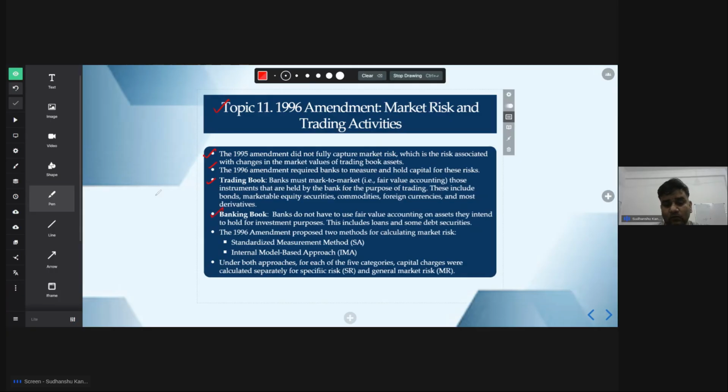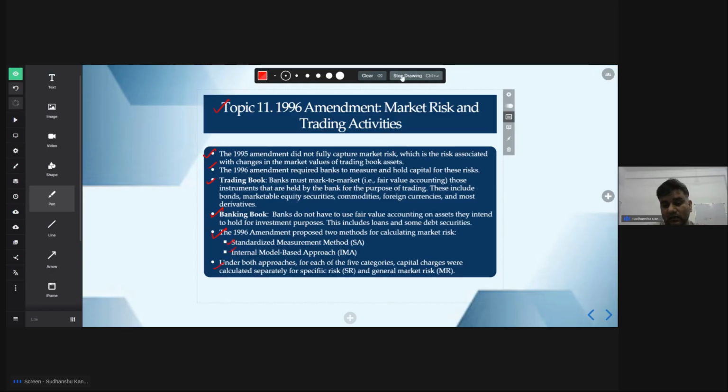Then look at the banking book. These are held to maturity investment, historical cost accounting, including your loans and debt security. And there are definitely two approaches which were introduced. One was a standardized measurement approach, SA, and one was the internal model-based approach, IMA. Both require separate capital charges for specific risk, SR, which is issue specific, and general market risk, MR, broad market movements. So that we need to understand very, very categorically.